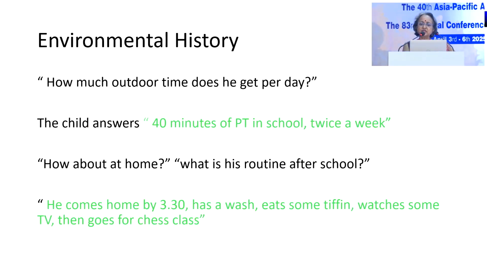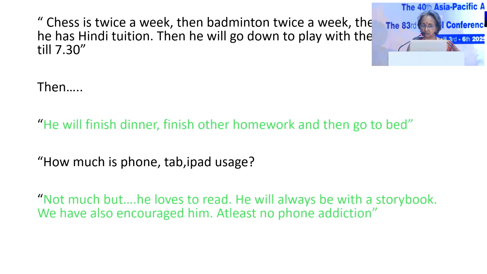How much outdoor time does he get per day? The child says 40 minutes of PT in school, twice a week. How about at home? What is the routine after school? Comes home by 3:30, has a wash, eats some tiffin, watches some TV, then goes for chess class. Chess is twice a week, then badminton twice a week. They're very proud. I've put the child in chess class, badminton class. Then from 5 he has Hindi tuition, then he will go down to play with other kids till 7:30. Then he will finish dinner, finish other homework and then go to bed.